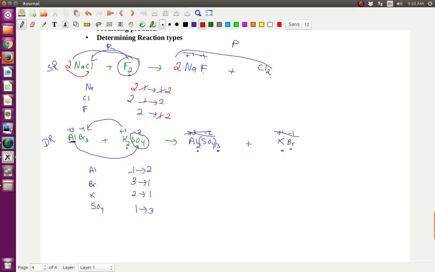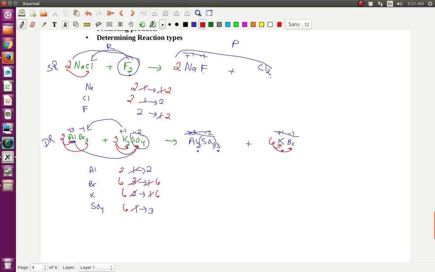We need 2 aluminum, so I'm going to put a 2 in the front. Now I have 2 aluminum, and 2 times 3 is 6 bromine. I need 6 bromine, so I'll put a 6 here. That's going to give me those 6 potassium, because I have to change everything in there, and 6 bromine. I need 3 sulfates or 6 potassiums. So if I put a 3 in the front, that'll give me 3 times 2 is 6 potassiums, and 3 times 1 is 3 sulfates, and that is the balanced equation.